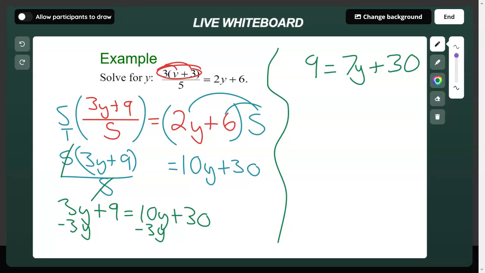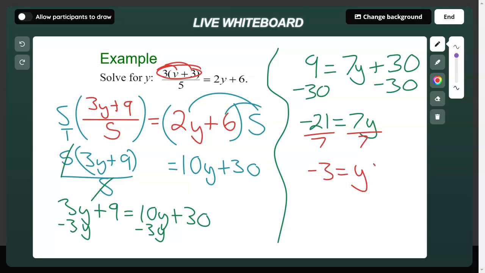Subtract 30. So I get on the left side what? Negative 21 equals 7y. And then I end with divide, negative 3 equals y. And if I was unsure about that answer, what can I do with that negative 3? Plug it back in.